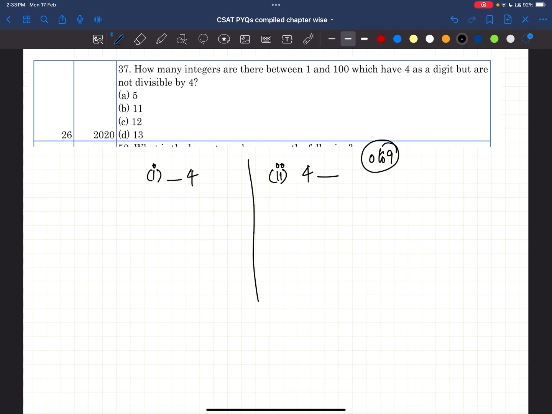Now, let's check here. If we put 0 here, it will become 04. This is divisible by 4. So, it can't be the possibility. Now, if we put 1, it will become 14. Yes, there is 4 in the number, but it is not divisible by 4. Yes, we can take this. If you put 2, it becomes 24. 24 is divisible by 4. That means this can't be the answer.